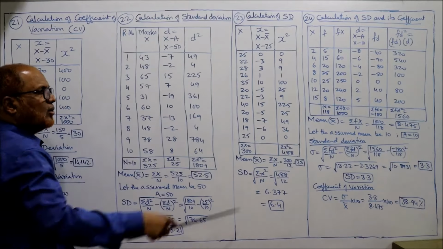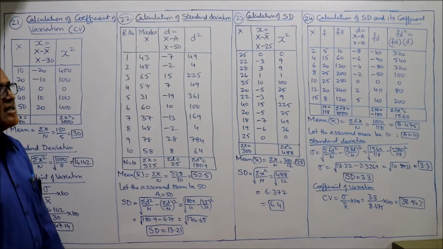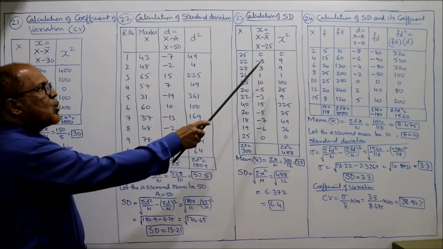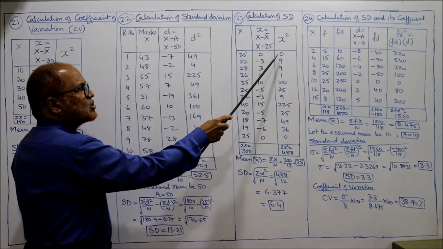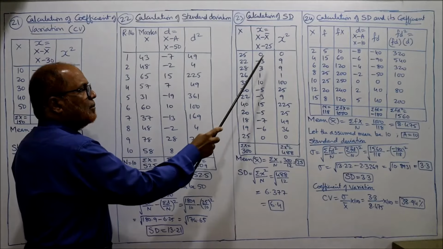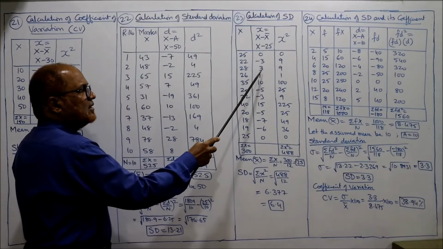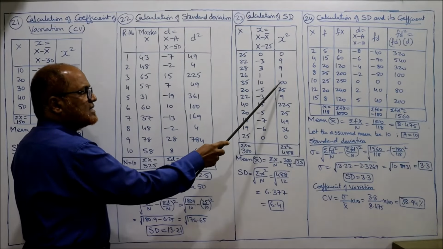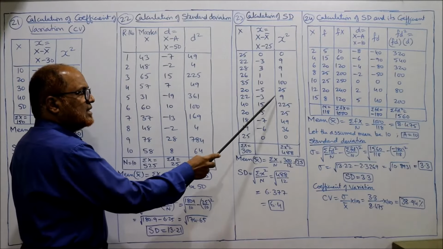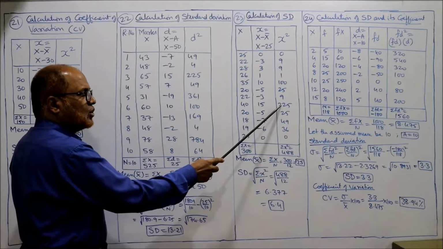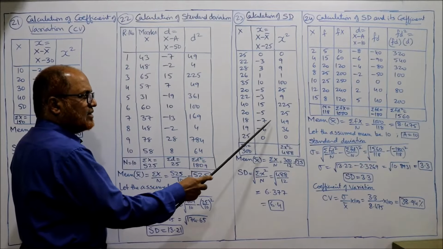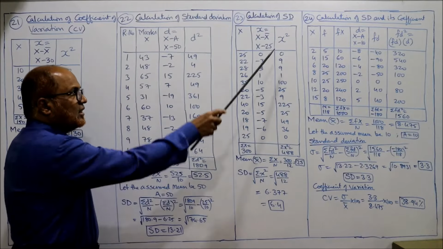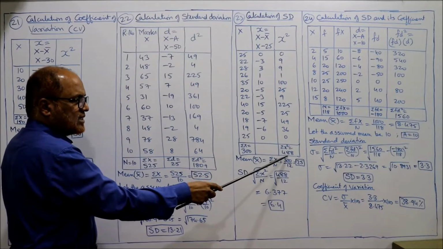Like this you find out all the differences, X minus x bar. Now square it. 0 square 0, 3 square 9. Minus into minus will become plus. 3 3s are 9, 1 1s are 1, 10 10s are 100, 5 5s are 25, 3 3s are 9, 15 into 15 is 225, 5 5s are 25, 7 7s are 49, 6 6s are 36. The total of x square is 488.